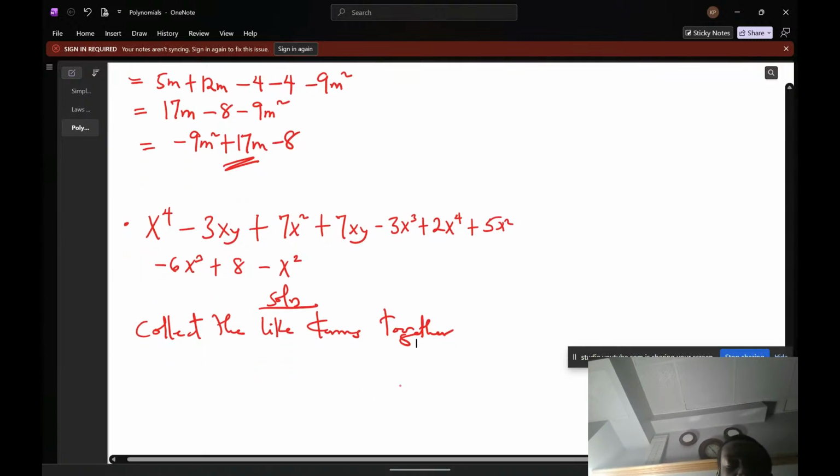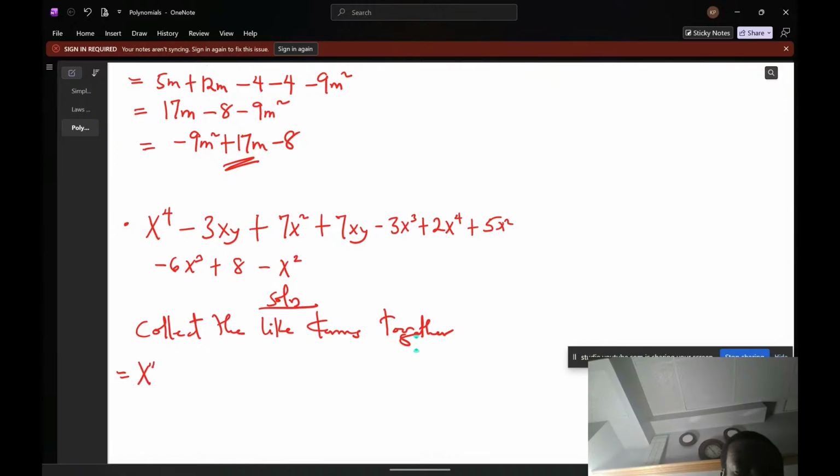When we collect the like terms, x raised to power 4. Let's look for another x raised to power 4. Let's just count through. We have another x raised to power 4 here. So that's plus 2x raised to power 4. Now let's go to the next term in order. That's minus 3x cubed. Let's look for another one that belongs to x cubed. Okay, we have minus 6x cubed here. I'm just using this dash underneath to signify that we have already collected it.